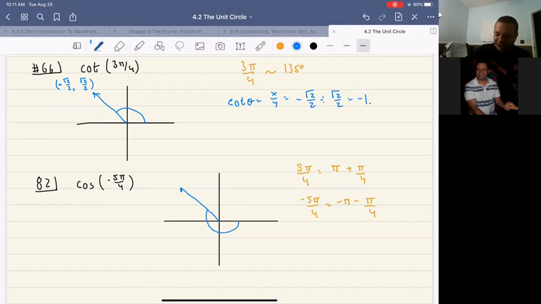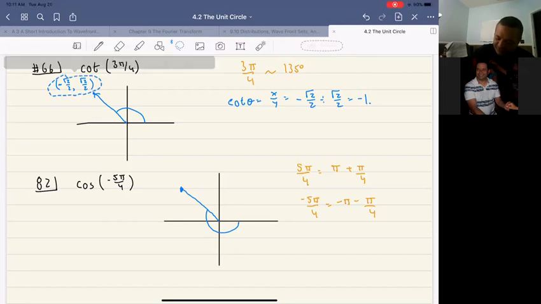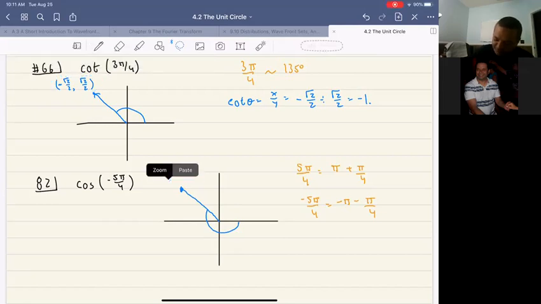Okay, so again, we have the point. In fact, I'm not even going to write it again. I'm just going to copy it and paste it from here. Okay, I have to find the cosine. Cosine's just the x, right? So the cosine of 5 pi over 4 is going to be negative square root of 2 over 2. Okay, let's try one more.